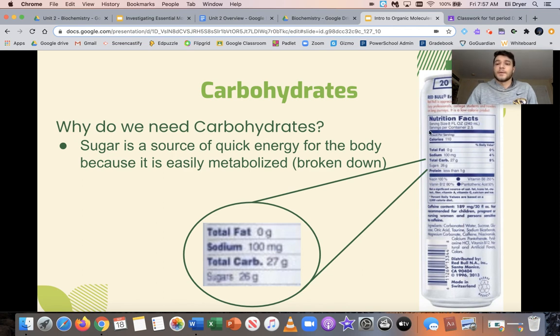So let's look at a Red Bull. The nutritional facts for a Red Bull state that there are 0 grams of fat, less than 1 gram of protein, but 27 grams of carbohydrates, 26 of which are sugars. And that makes sense because carbohydrates are a fast, quick, and easy source of energy, and Red Bull is supposed to give you energy right away. So it makes sense that if you want fast, quick energy, it's full of carbohydrates.